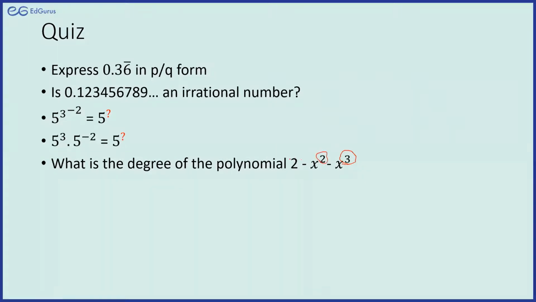The power of this is 2. What is the power of this? This is x to the power 0. 2 times x to the power 0. So its power is 0. So the highest power is 3.